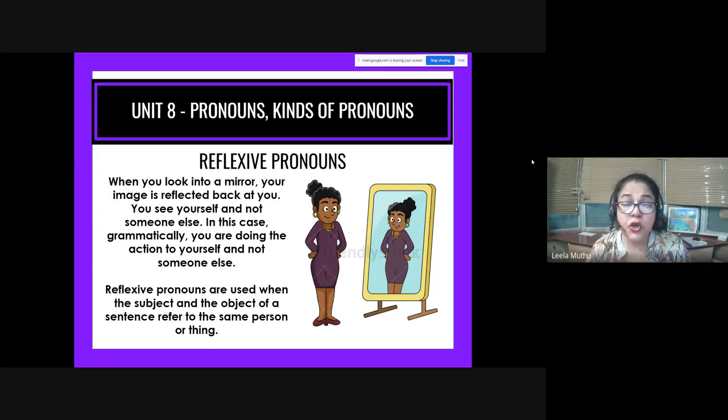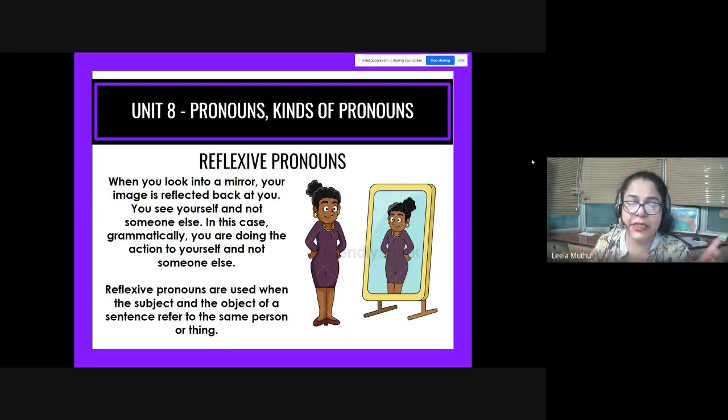All right. So when you look into a mirror, your image is reflected back at you. Nobody else's image is reflected back at you. See the word reflect, reflexive. Always connect it with this. When you look into the mirror, you see yourself and no one else. So in this case, grammatically, you're doing the action to yourself. I look at myself in the mirror. Nobody else is there except you. So reflexive pronouns are used when the subject and object of a sentence refer to the same person or thing.